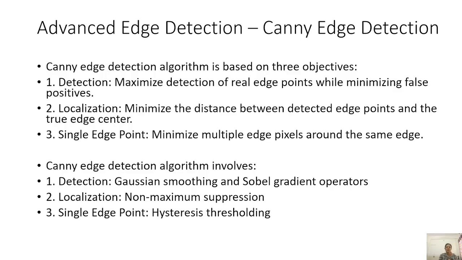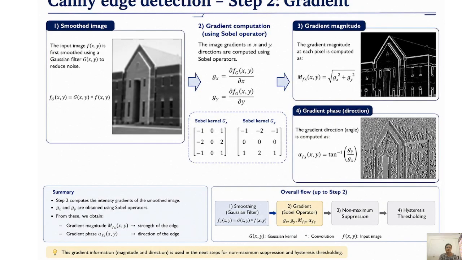And how are we doing this algorithm? The detection is done by the Gaussian smoothing and the Sobel gradient operators. So here we are using the Sobel gradient operator, whereas in Marr-Hildreth we use the Laplacian. And the localization is done by the non-maximal suppression, and the single edge point is done by the hysteresis thresholding. So this is actually a very interesting algorithm, and we'll see how to do it.